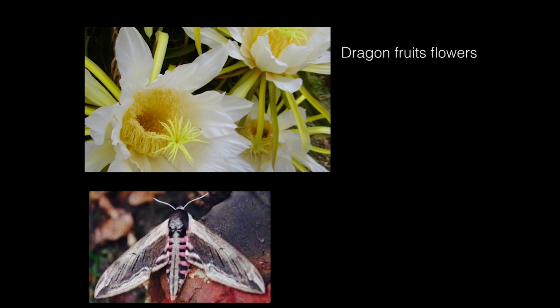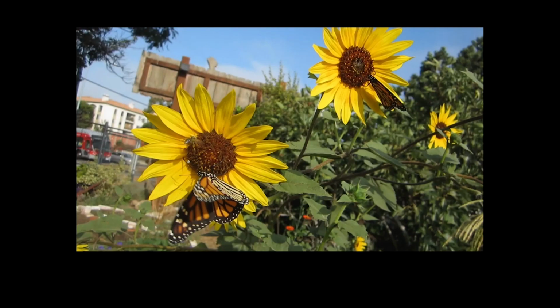You see the photo of dragon fruit flowers. It's a cactus family flower, and they blossom overnight. And then they depend on the moths to pollinate them. Now, here are examples of two most common pollinator flowers, sunflowers and lavenders. In these videos, you can see bees and butterflies being busy collecting nectar and pollen from those flowers.